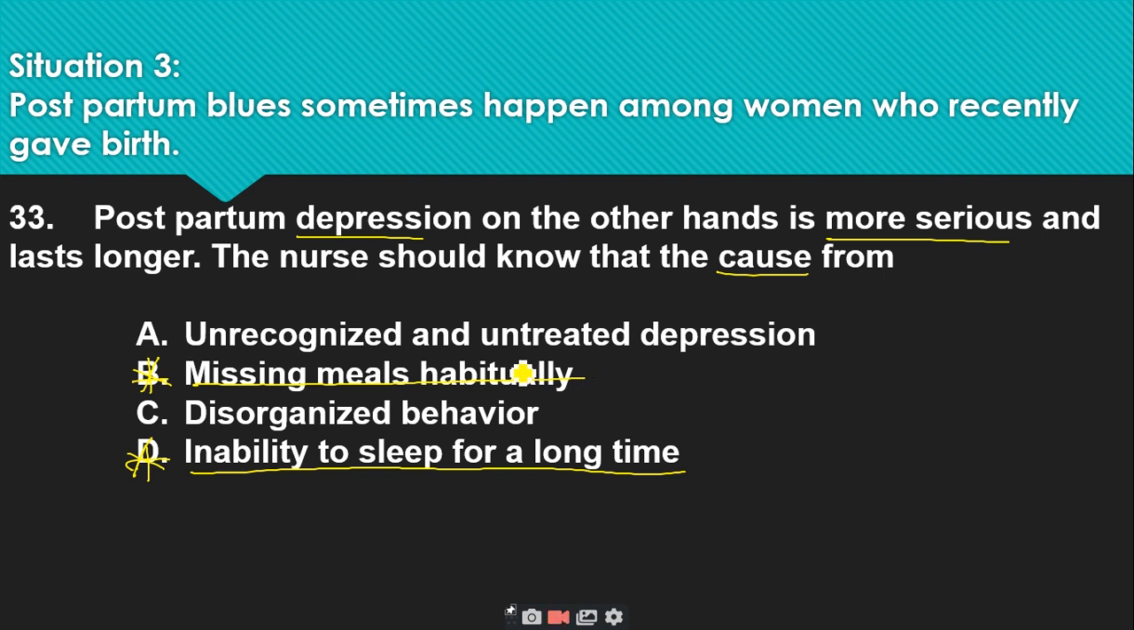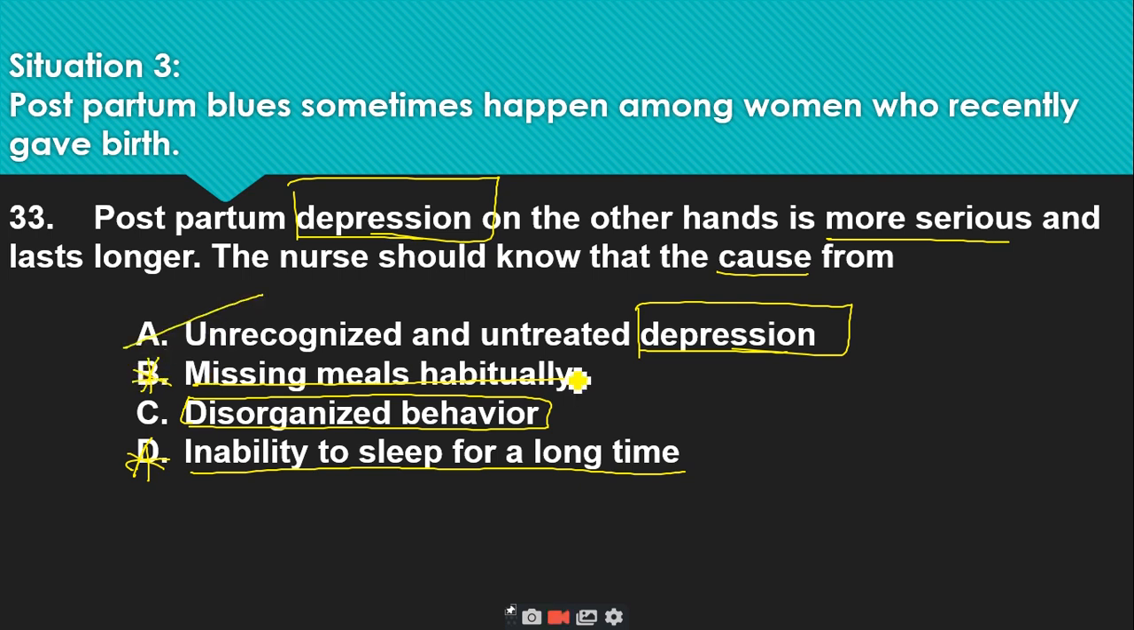Letter A, unrecognized and untreated depression, and letter C, disorganized behavior. Take note, there are also instances wherein there is a keyword in the choice that pertains to the correct answer of the question. Take note of the words postpartum depression, which is also related to untreated depression. So the best answer for number 33 is letter A. Just remember, postpartum blues is going to be the first event that will happen.